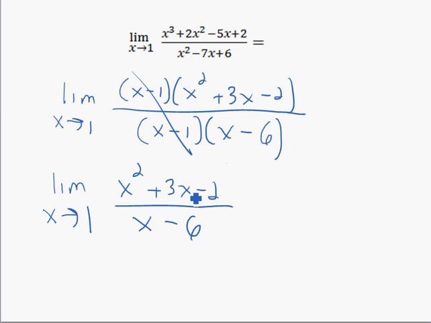And when you plug 1 into here, you get 1 plus 3 is 4 minus 2. Well, that is 2. Right? 1 plus 3, that's 4. Minus 2 is 2, yep. Over 1 minus 6 is negative 5. So the answer is negative 2/5.